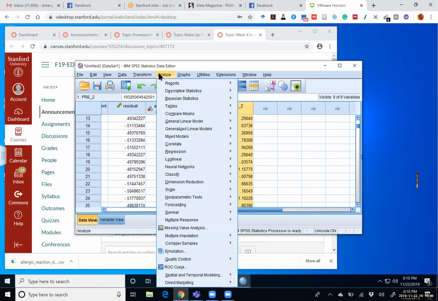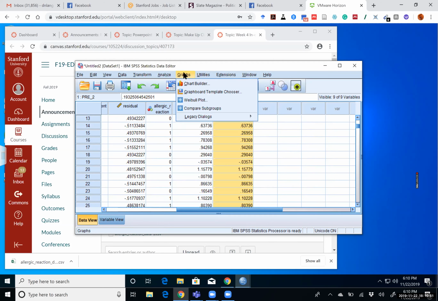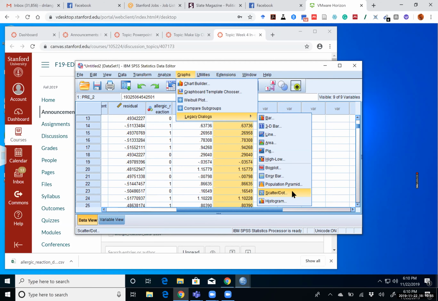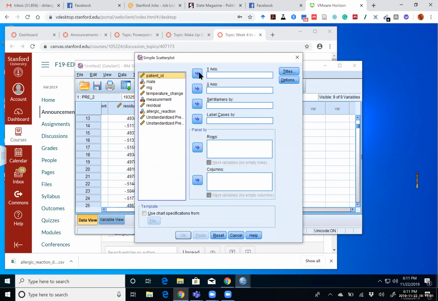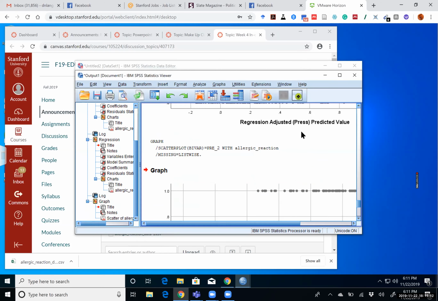And just to visualize this again, we're going to graph these. We're going to go to our legacy dialog tab and create a simple scatter plot. On one side, we are going to have whether or not an individual had an allergic reaction, and on the other, we're going to have the unstandardized predicted value. All right.